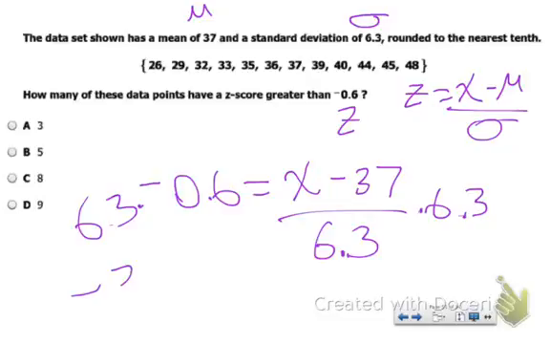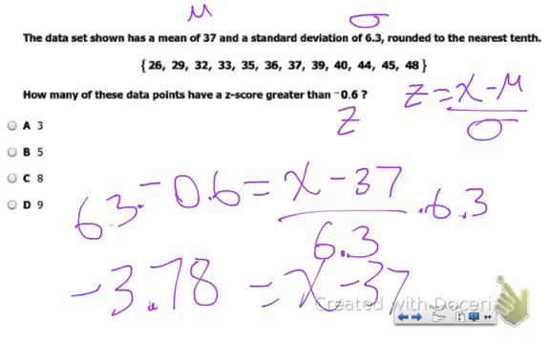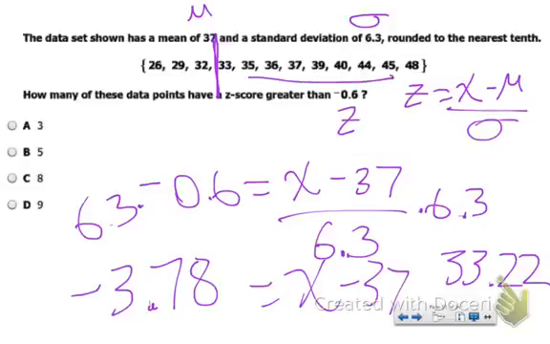Okay, and we get negative 3.78 equals x minus 37, and then add 37 to both sides, and we get 33.22. So notice that would fall between 32 and 33. Technically, 32 is going to have a smaller z-score than 32.33. So you're going to draw it there. And that means that every data point greater than that has a z-score greater than that.